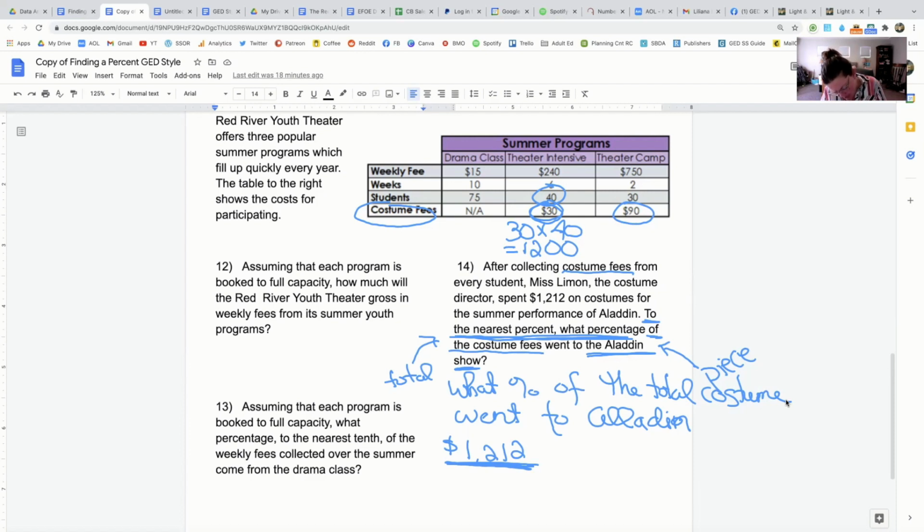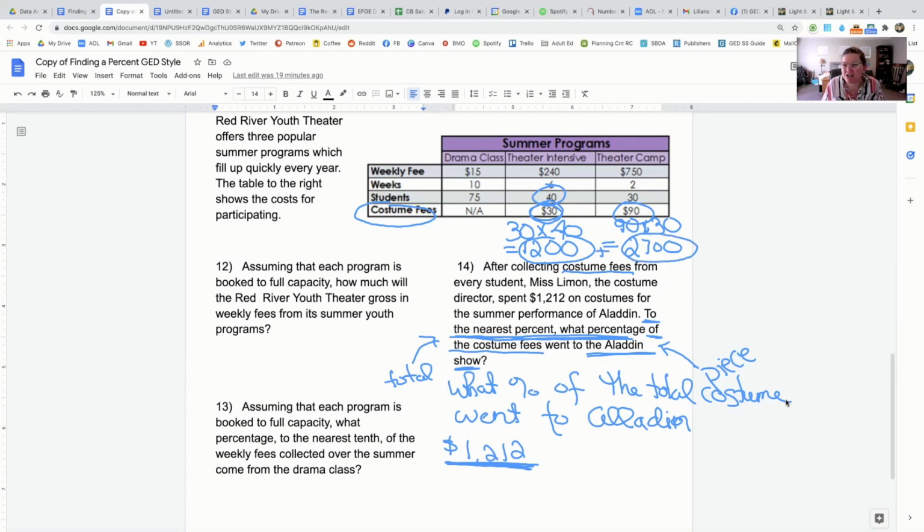And then same thing with that $90 in costume fees, that's going to be collected from those theater camp students, all 30 of them. So what are we going to get? 2700. Now, what is my total of those costume fees? Well, both the theater intensive and the theater camp have them. And so I have this much and that much. I'll add those two together.